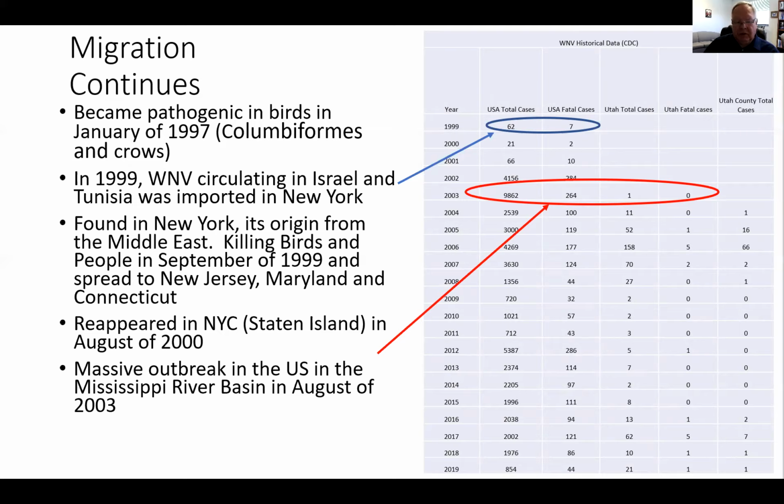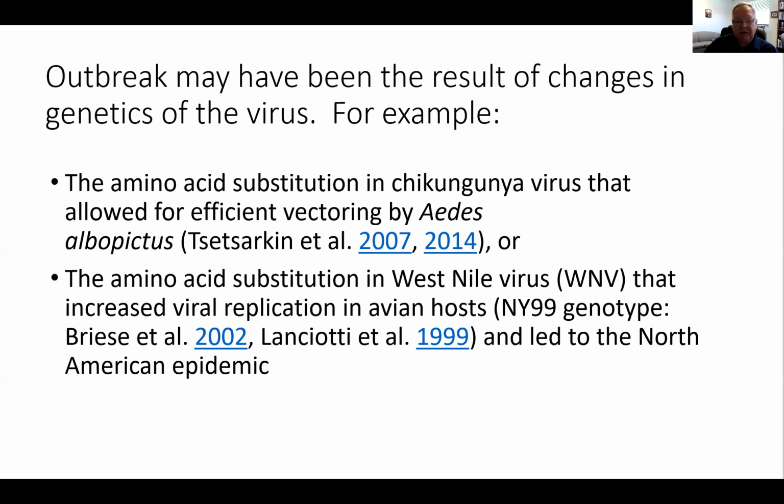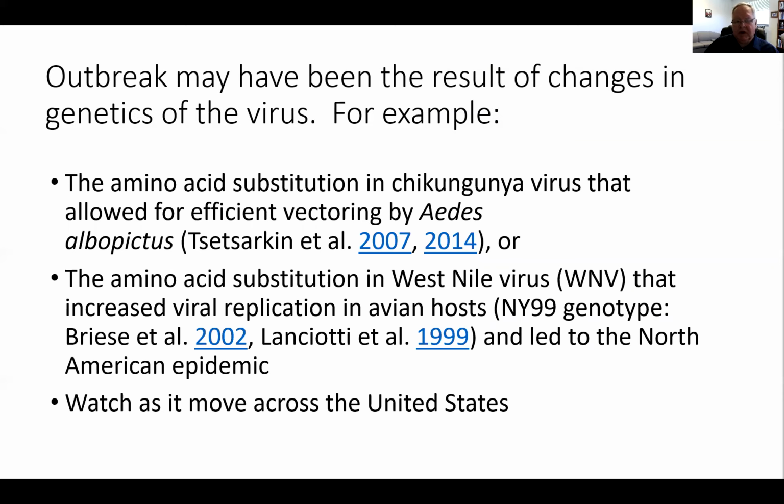And you see that this migration has continued. This outbreak may be a result of a change in the genetics of the virus. For example, the amino acid substitution in the chikungunya virus that allowed for effective vector by Aedes albopictus in 2007, or it could have been an amino acid substitution in the West Nile virus that increased viral replication in the avian hosts that led to the North American epidemic. Okay, please watch as you now see it moving across the United States.